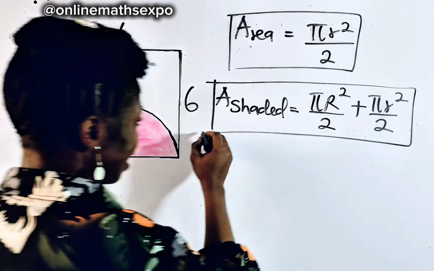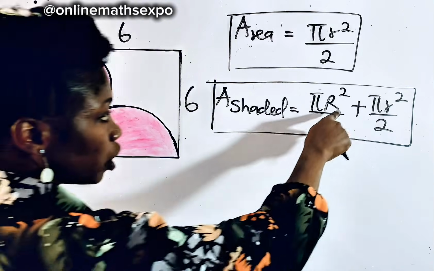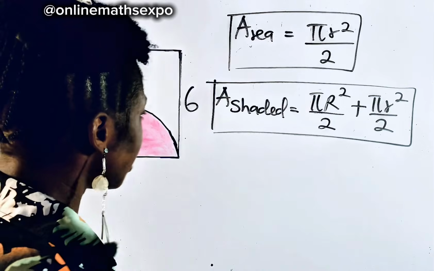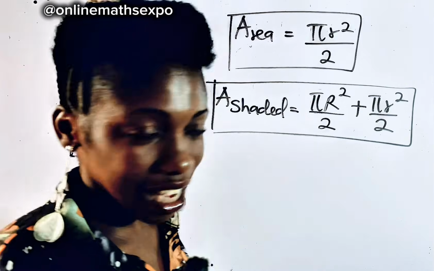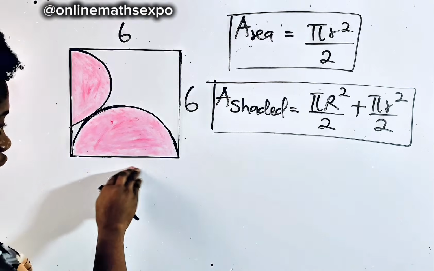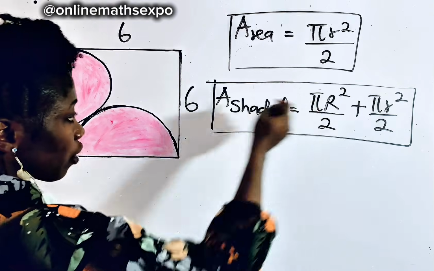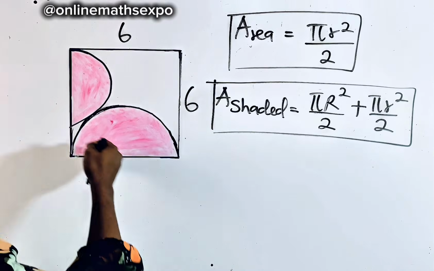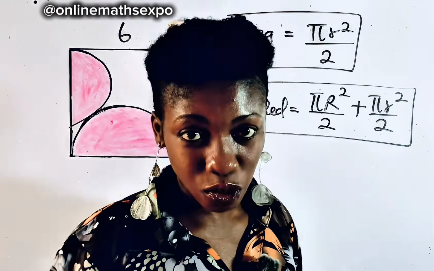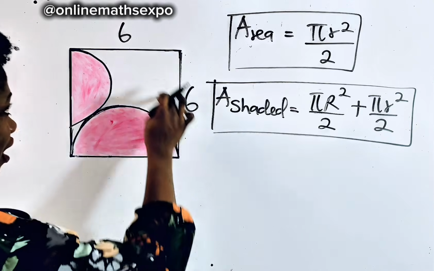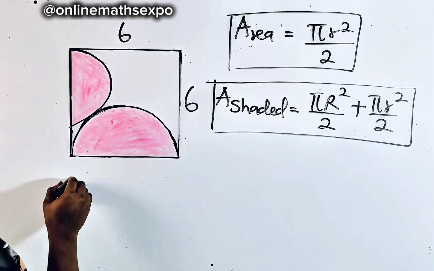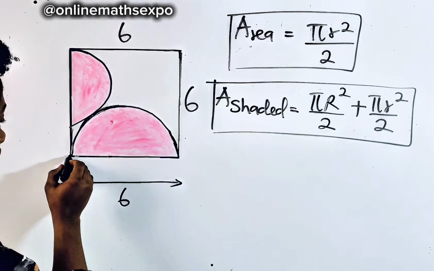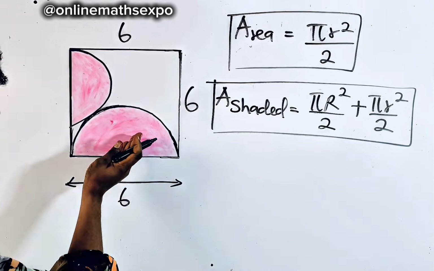Now how do we do this? What we need is to identify the radii of these two half circles. Let's do that one at a time. Let's start with the big half circle. To get the radius of the big half circle, remember that this is a square, and for every square, all sides are equal. It means that if here is 6, here is 6, automatically from this end to this end is also 6 units. Remember that this is the diameter of the half circle.